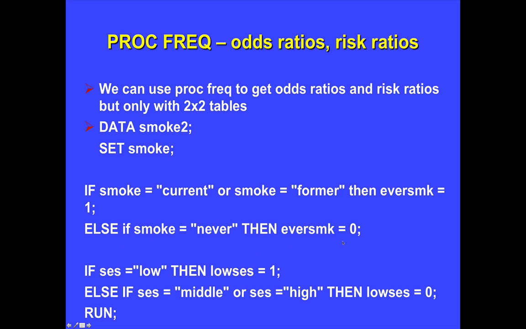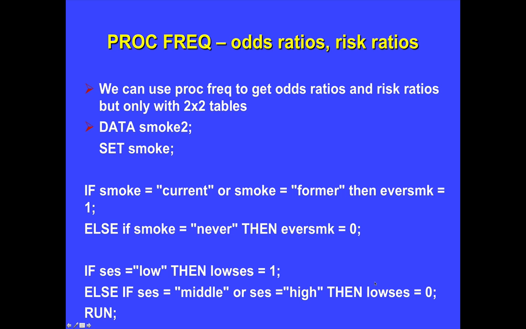And if smoke is equal to never, then eversmoke will be 0. And similarly, we will also create a new variable named low SES right here. That's defined as being equal to 1 if the original SES variable is equal to low. And it's defined as 0 if the original SES variable is equal to middle or high.